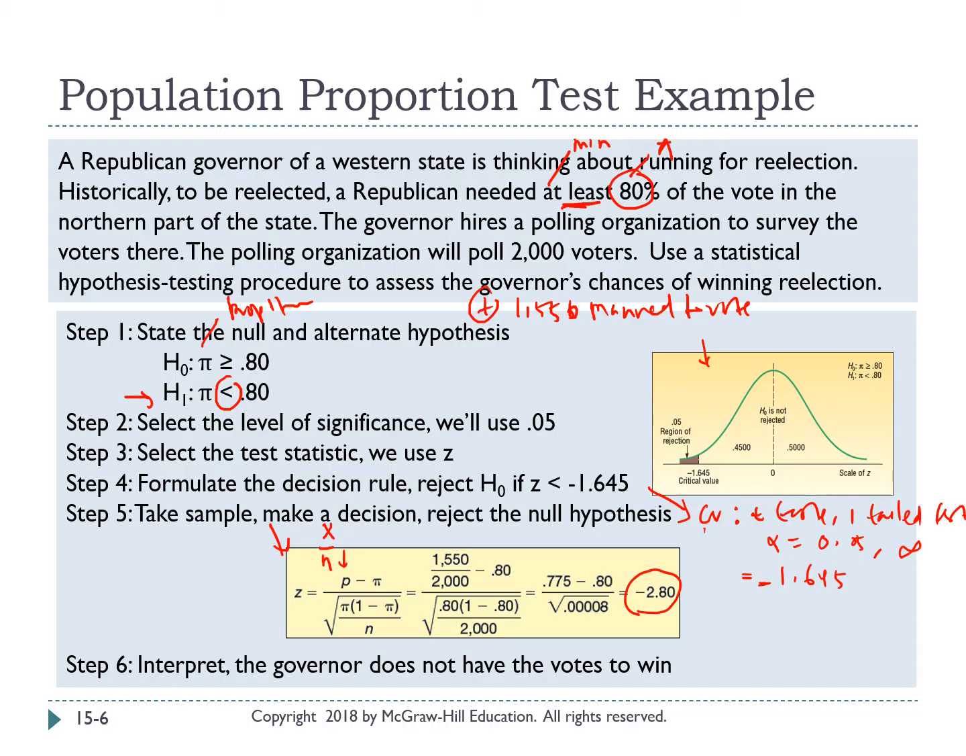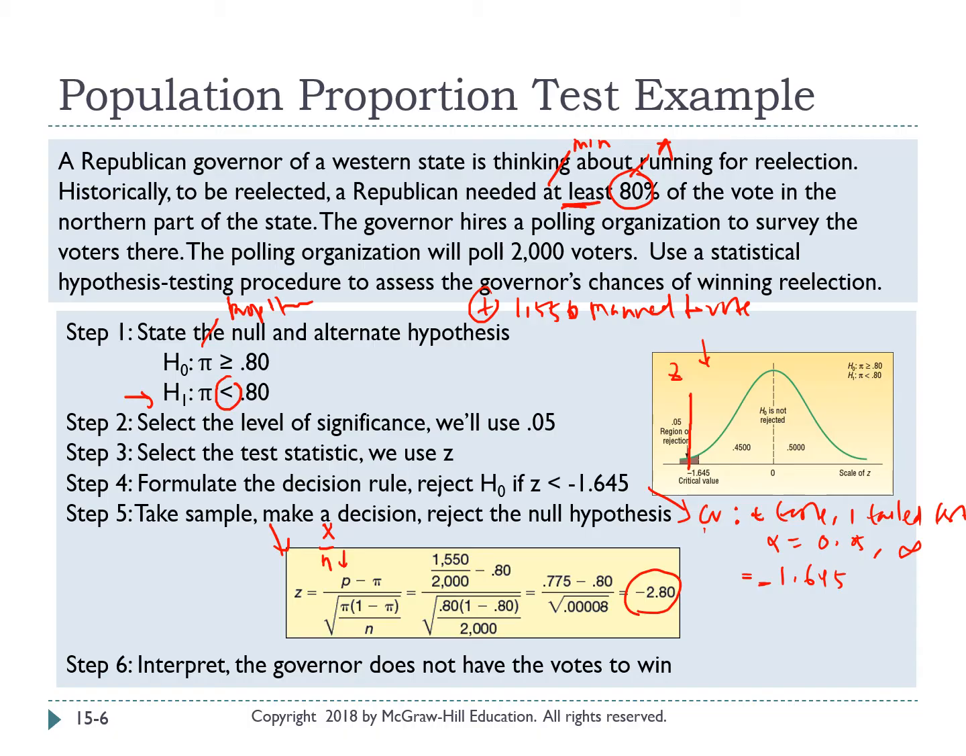Okay, step number 5. You have to make a decision by comparing your CV with the Z statistic. Okay, in this case, our CV is negative 1.645 and our Z value is negative 2.8, which is somewhere here. This is our Z. So what can we decide? We can say reject the H null because the Z value falls under the rejection region.